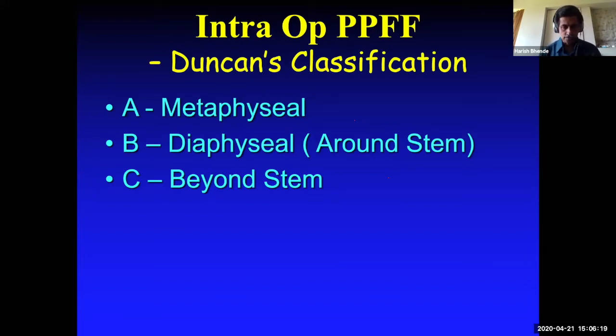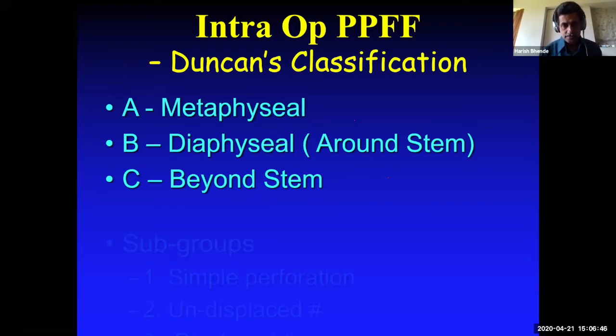I have my own share of fractures. I have broken bones during operation, and it's not a very comfortable thing when you see it on the table, and worse when you see after the surgery that there is a fracture which you may or may not have noticed. So these can be classified again like the other fractures, like the Duncan classification: metaphyseal A, diaphyseal B around the stem, and C beyond the stem.